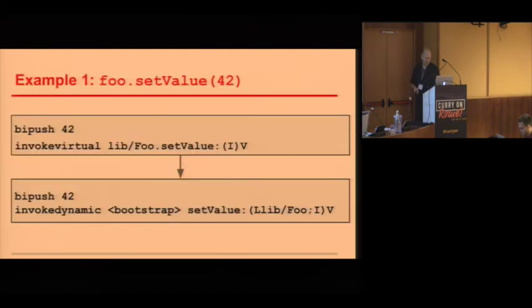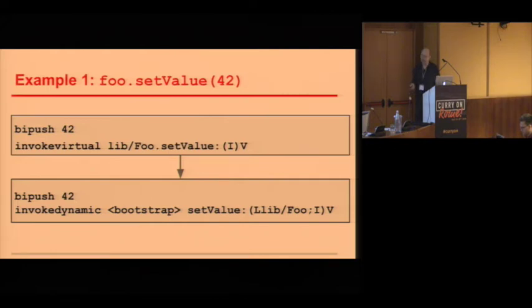So here are some examples to explain this. In the first call, we just invoke a method setValue with an integer parameter. We push this onto the stack, and then we call invokevirtual, and the invokedynamic instruction that replaces this is very, very similar. Please note that that's essentially the first parameter, which represents the class that defines the respective method.